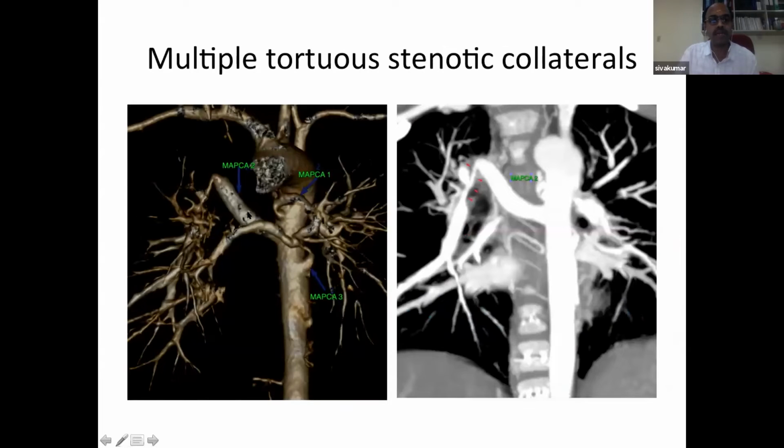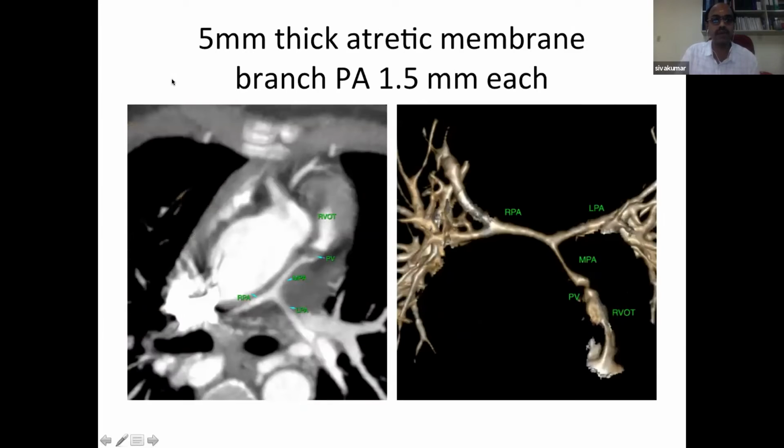So these are the epicollaterals. There are 3 of them. All the collaterals are tightly stenosed. You can appreciate the stenosis here. You can appreciate the stenosis here. And our intention is to stent this, and then next, what about the RVOT?